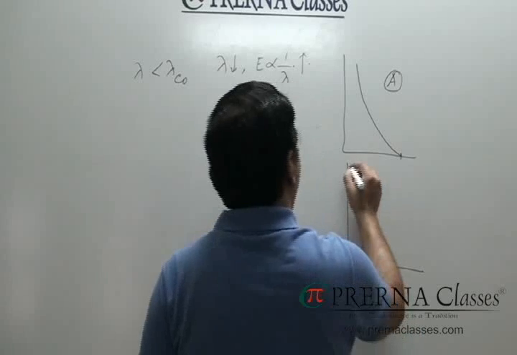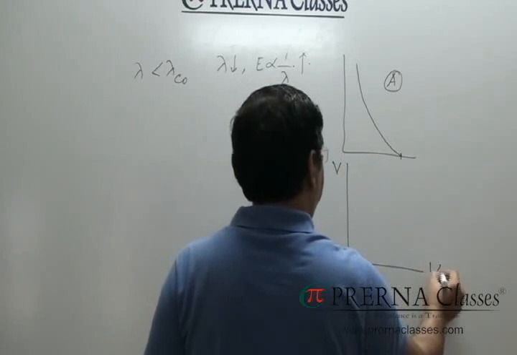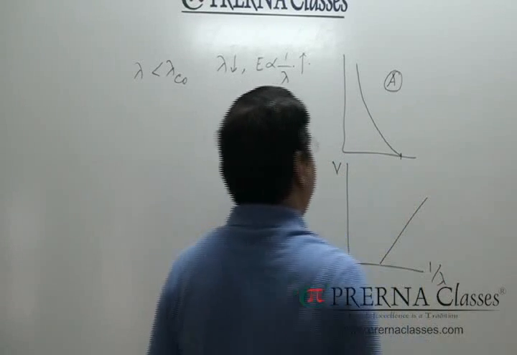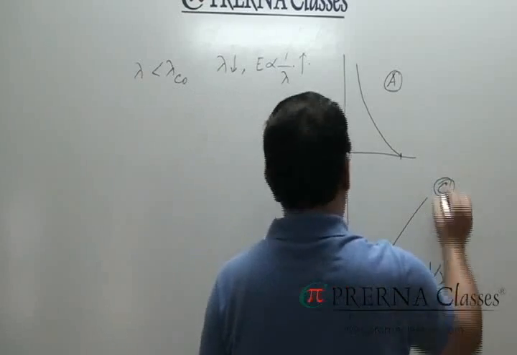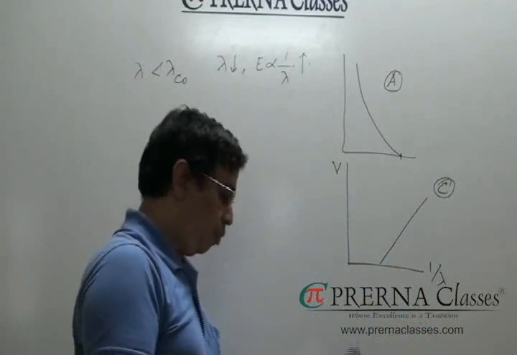Similarly, if I consider the graph of V versus 1 by lambda, that graph will turn out to be like this. So the correct answer for this is going to be A and C.